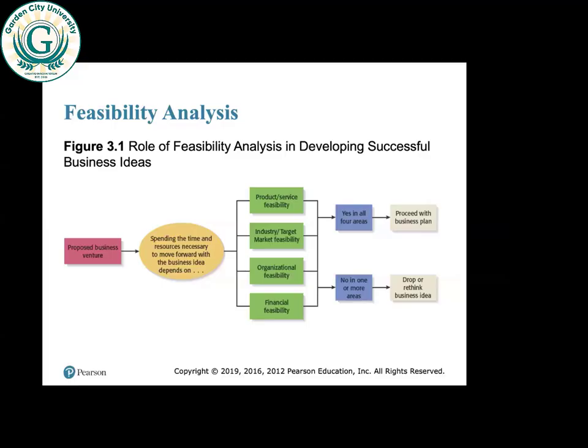Number two, are the skills and experiences for this business available?